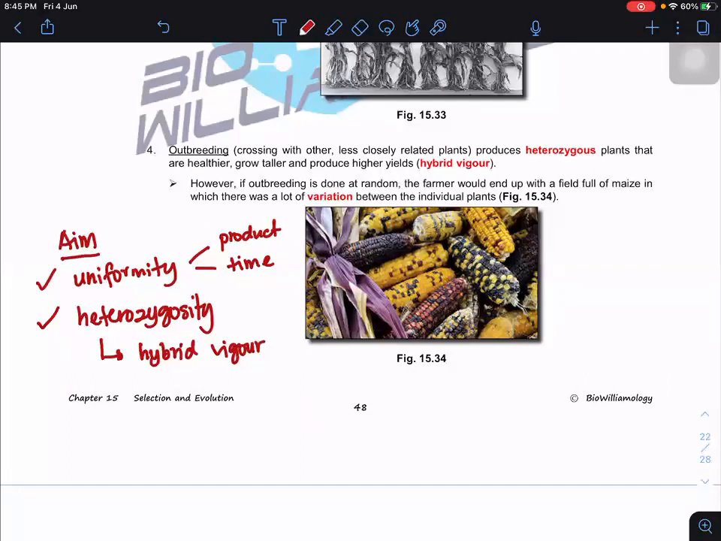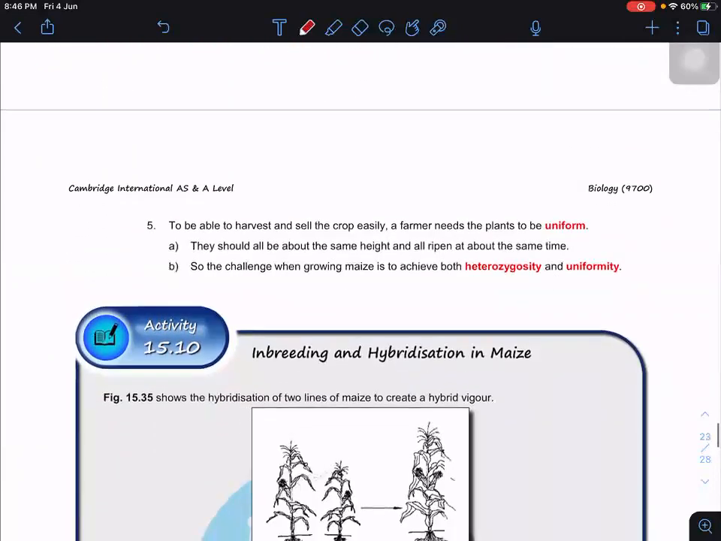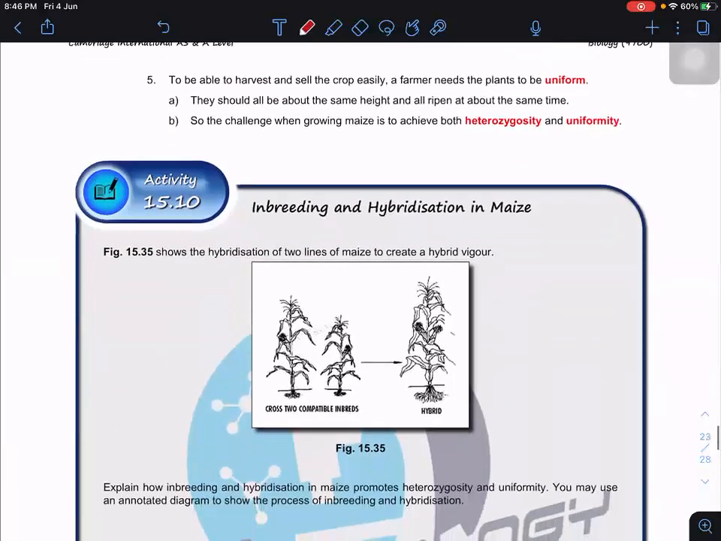It will give us the hybrid vigor, which will be better adapted to climate change, or to adapt to the change of the environmental factor. Okay. So to be able to harvest and sell the crop easily, a farmer needs to make sure that the plants must be uniform. So the challenge here is to achieve both heterozygosity and uniformity. Okay. So how can we achieve this?